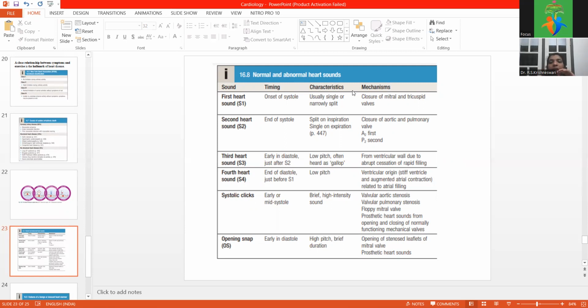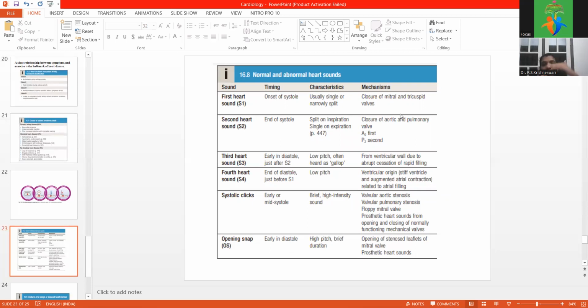First heart sound. It is the closure of the mitral and tricuspid valve. We have discussed already, is it not? It is during the onset of systole. Nothing other than that. When the systole begins, there will be S1, the closure of the mitral and tricuspid valve. These valves are present in between the atria and the ventricles.